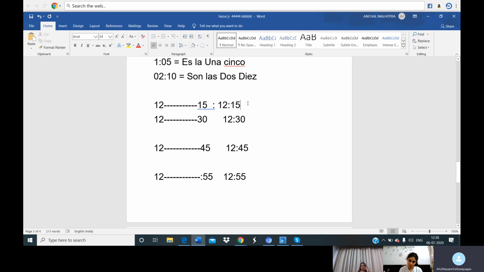One thing: 15, we have quince also. 15 is quince, and a quarter basically. That quarter we call cuarto also. So for 15 we have quince, that's a number, and that's a quarter basically. And the quarter we have cuarto. Is that clear to you?